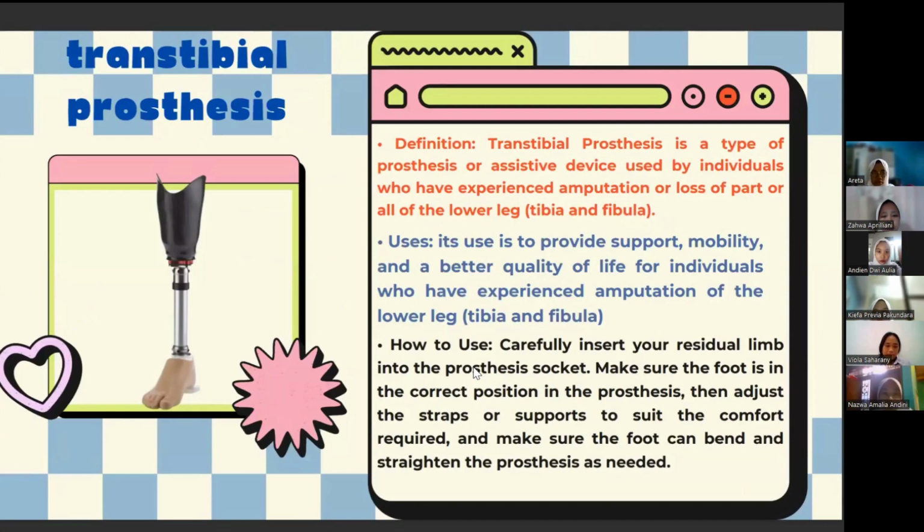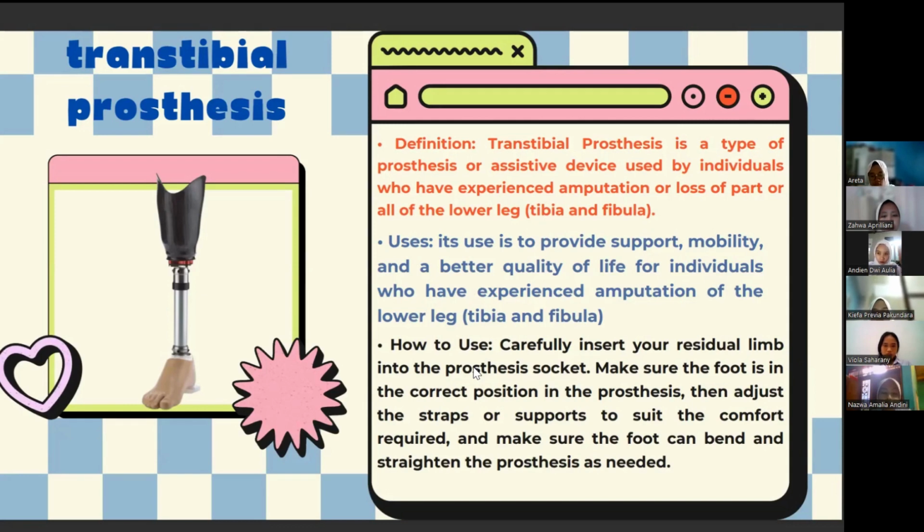Thank you, Viola. The next topic is transtibial prosthesis. Definition: transtibial prosthesis is a type of prosthesis or assistive device used by individuals who have experienced amputation or loss of part or all of the lower leg, tibia, and fibula. Uses: its use is to provide support, mobility, and a better quality of life for individuals who have experienced amputation of the lower leg, tibia, and fibula.